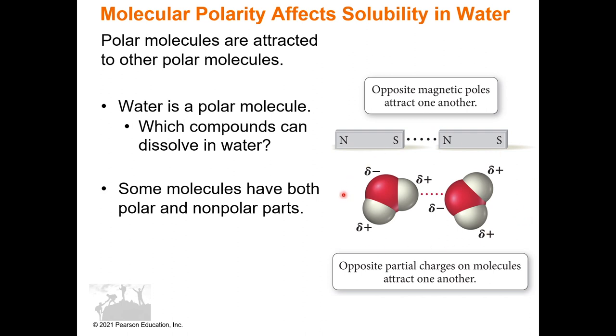So here we have two water molecules, and they are attracted to each other with this intermolecular force. That's a force that's found between molecules. Now, with this water molecule, the positive end, which is hydrogen, is attracted to the negative end of the other water molecule, which is oxygen.